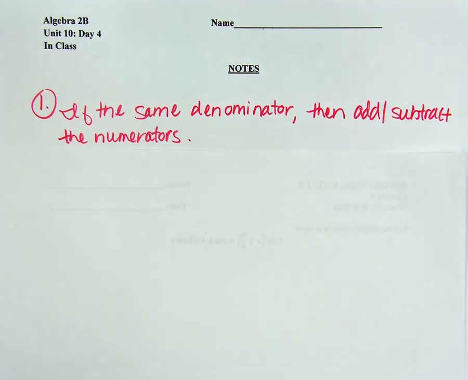Today we're going to be doing Unit 10, Day 4. So we're going to be adding and subtracting fractions. We're going to take some notes on the three basic steps that we need to look for before we get started. Number one, when we're adding our fractions together, if we have the same denominator, then we can go ahead and just add or subtract the numerators. So go ahead and just write that down.